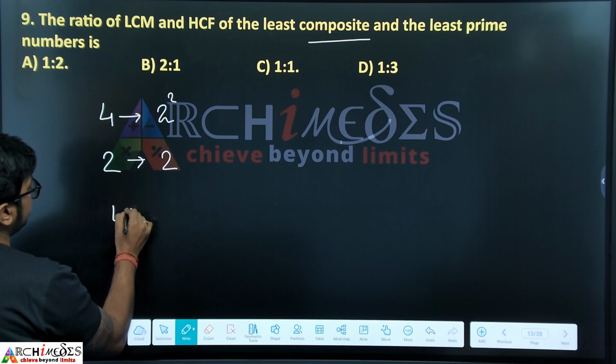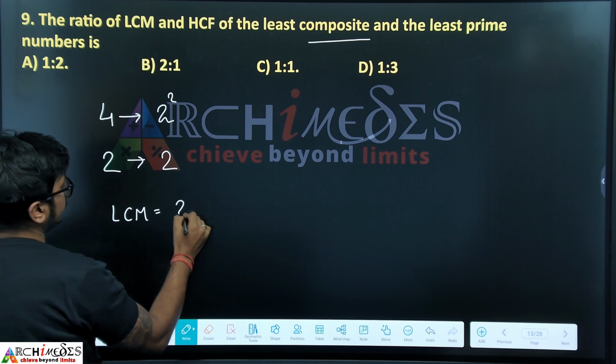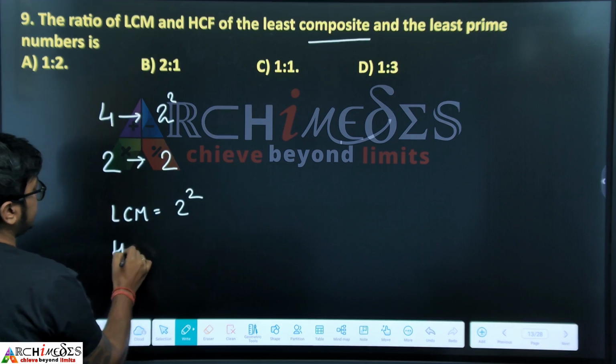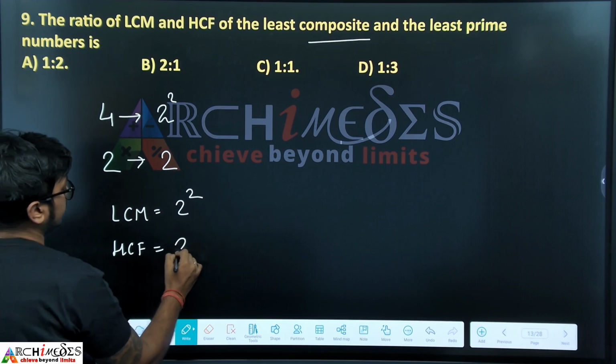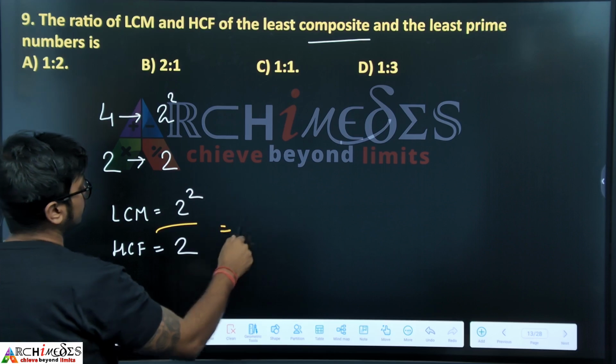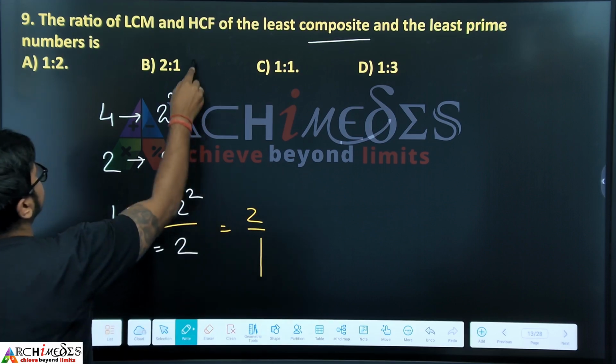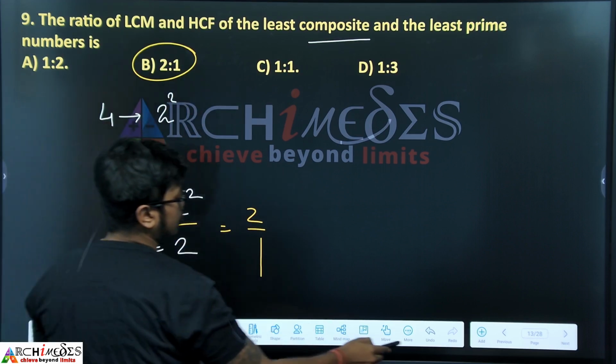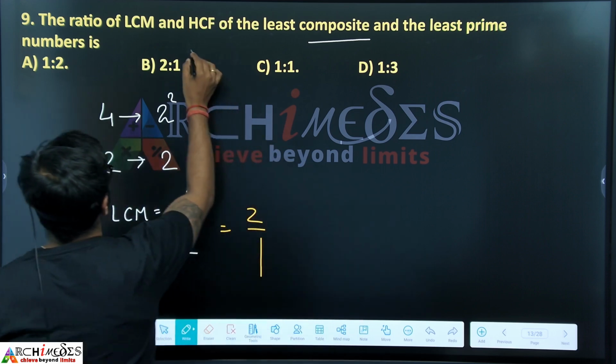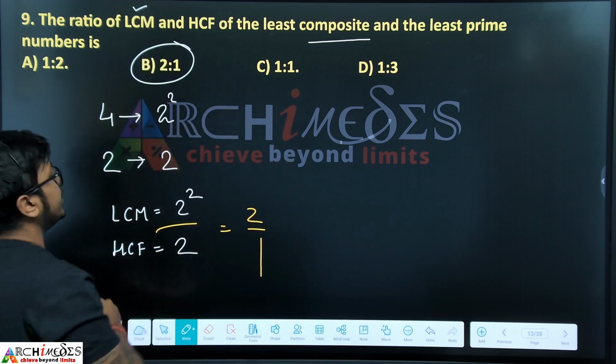So what is the LCM? LCM is 2 square, and what is the HCF? HCF 2 only, clear? So its ratio is 2:1, okay? Be careful because आंसर सब सामने है, 1:2 भी है, जो बोला है वो लिखना है। Am I clear?